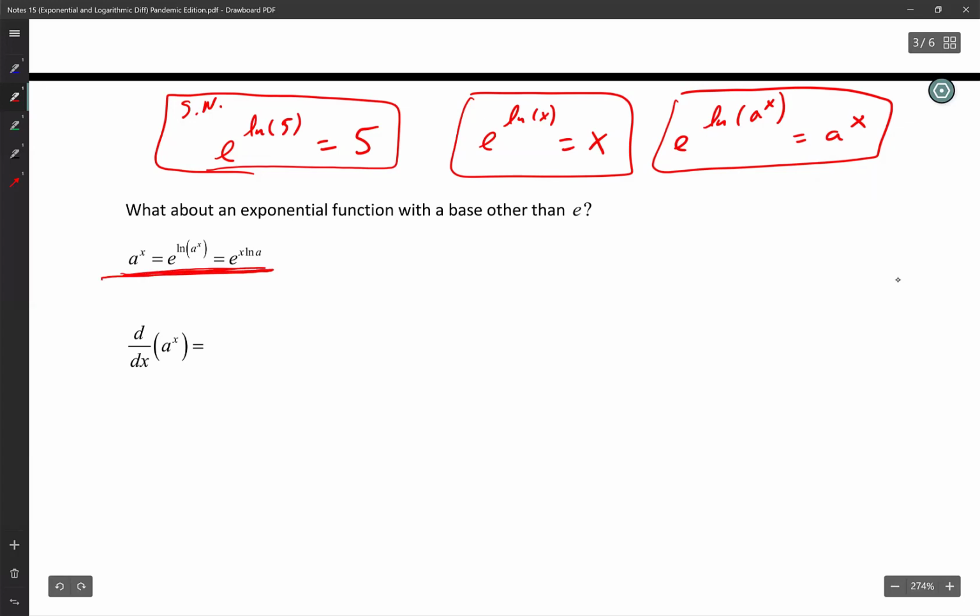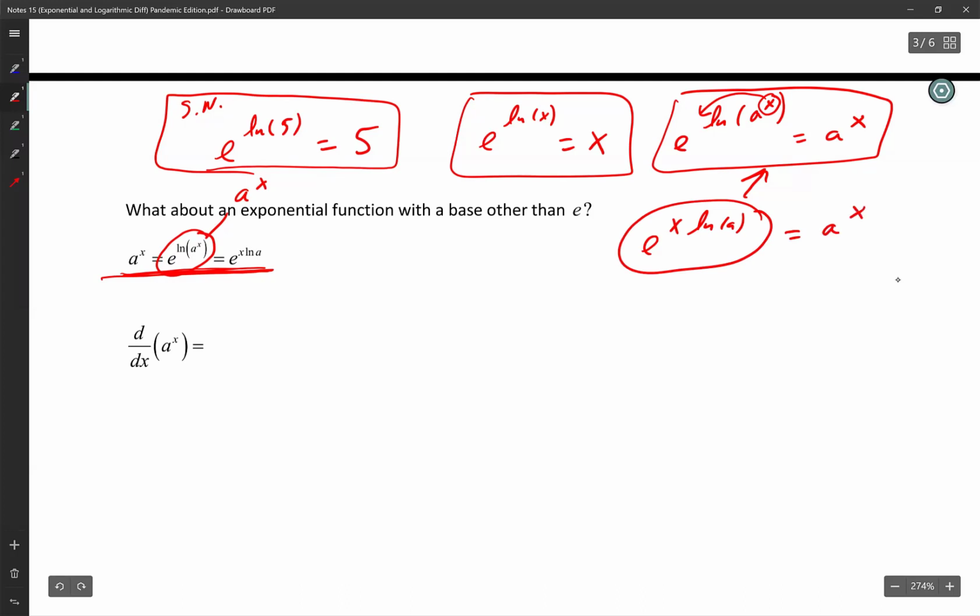Because all we know how to do is how to take the derivative of e to the x. That's all we know. So don't get confused. Look, this one right here is this step right here. That's just a to the x. And then if you move the x to the front, you have e to the x ln a. So all this is still a to the x.